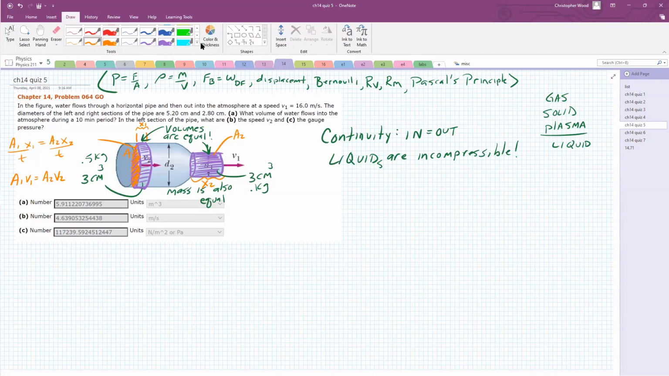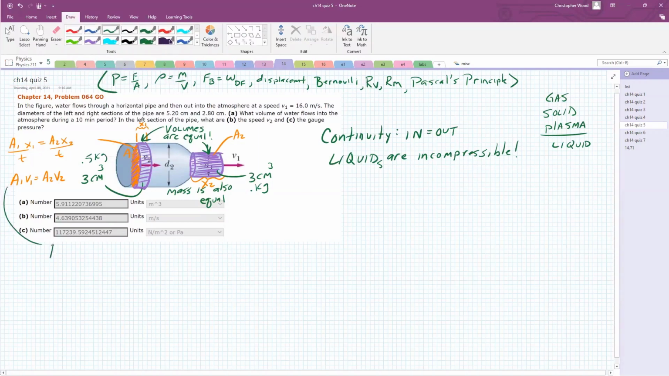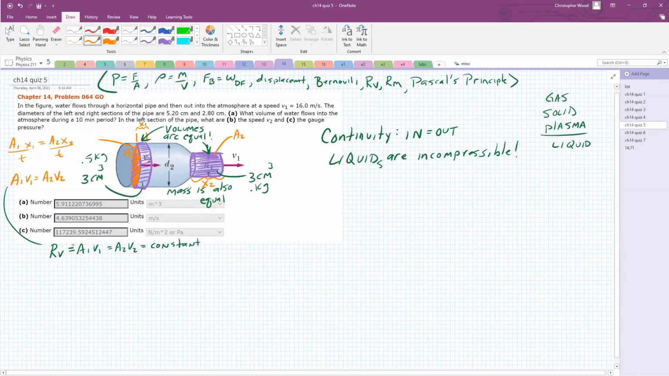And this has a whole special name. This is called volume continuity. So ready? This is called RV. Volume continuity means whatever A1 times V1, and that's V for velocity, not V for volume, equals A2 times V2 equals some constant. This is volume continuity, rate of volume flow. If I multiply through by rho, on this side and this side, then I have something known as mass continuity. R for rate, M for mass flow rate. So sometimes I refer to this as volume flow rate, sometimes as mass flow rate.